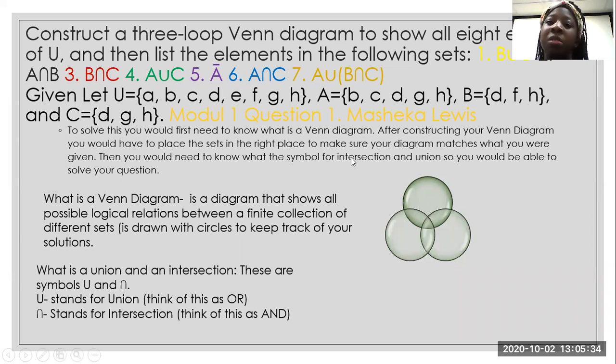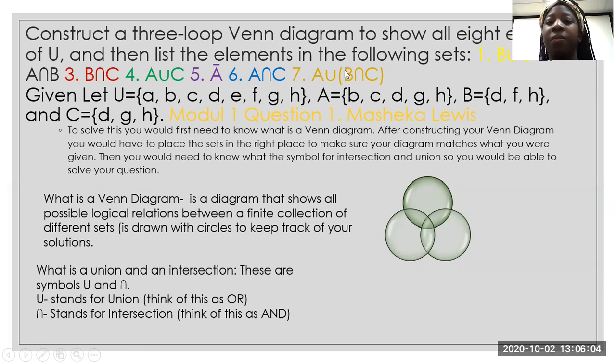Now, the last thing we need to know to solve this problem is our symbols. So we have a U and an upside down U. The U stands for union, and you can see union as OR. Next, we have an upside down U called intersection, and we read this symbol as AND. So we see what's in something and something.